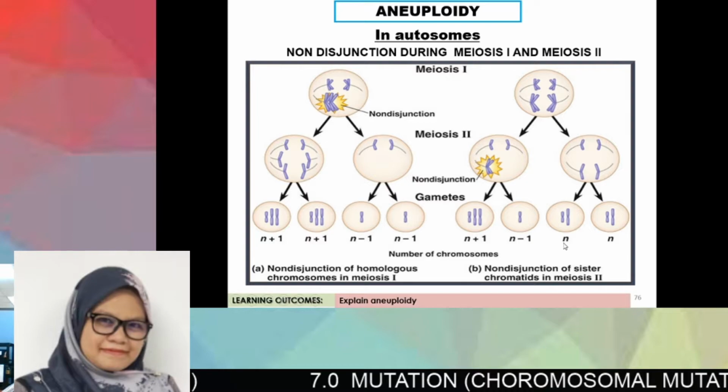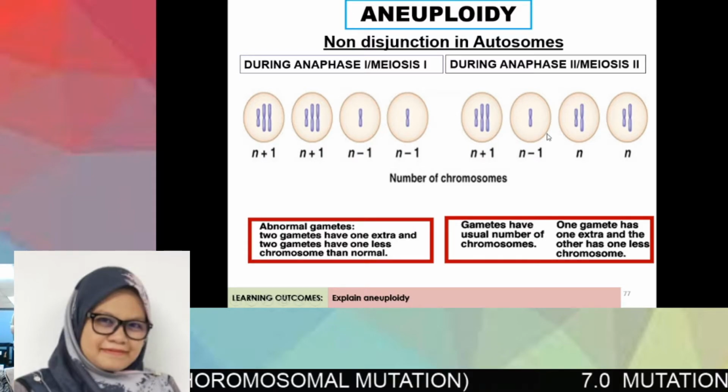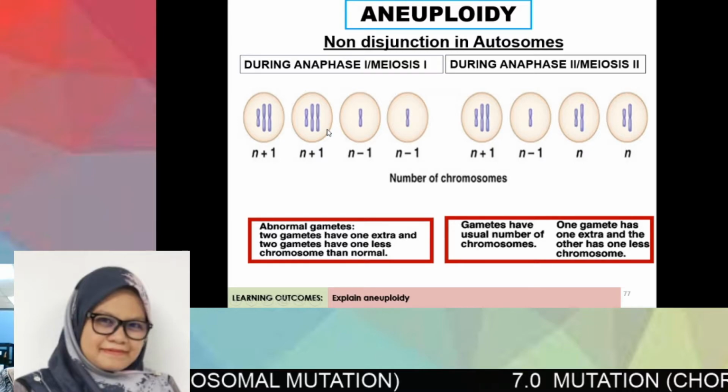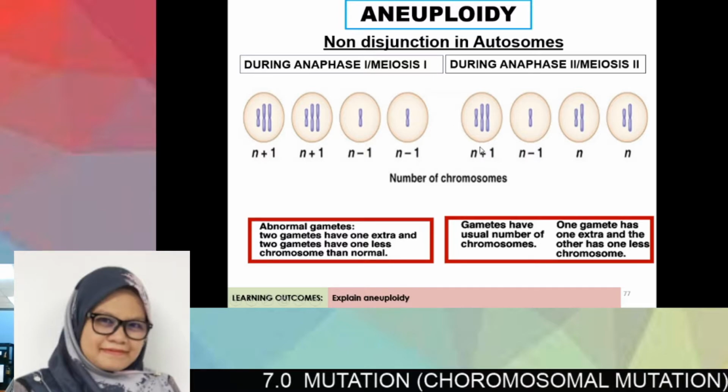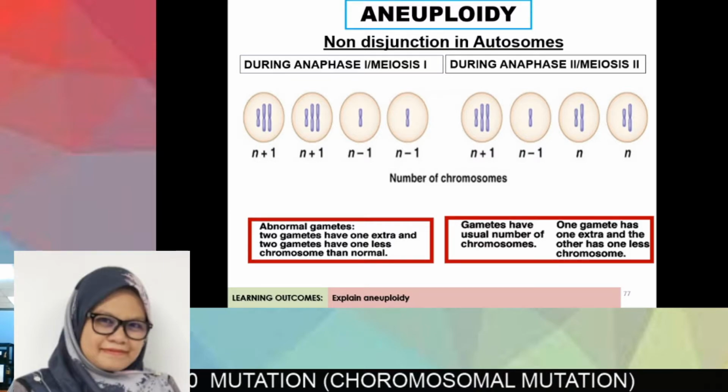And then what happens if we produce an abnormal gamete? We're going to produce an abnormal gamete, ini akan menyebabkan number of chromosome berubah. Jadi bila number of chromosome berubah, dia akan hasilkan individu yang mempunyai bilangan kromosom yang tidak normal. Okay, contoh. This is yang normal.